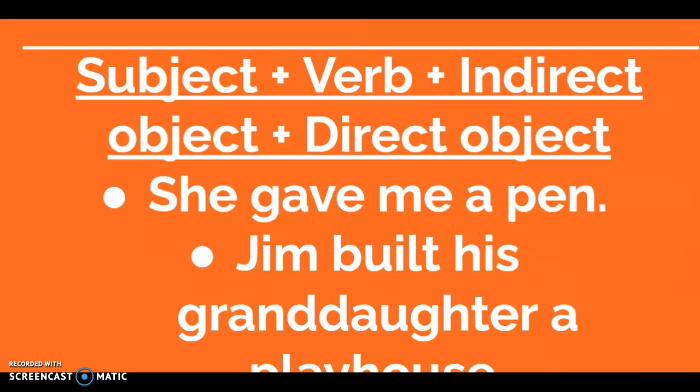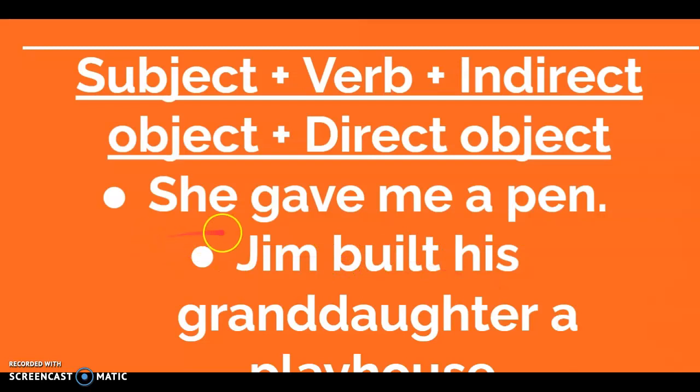Next we'll understand about subject, verb plus indirect object plus direct object. So how to understand? She gave me a pen. Now what is indirect object and what is direct object? The very simple formula is the person is the indirect object and the thing which is given to that person is the direct object. Let's take an example. She gave me a pen.